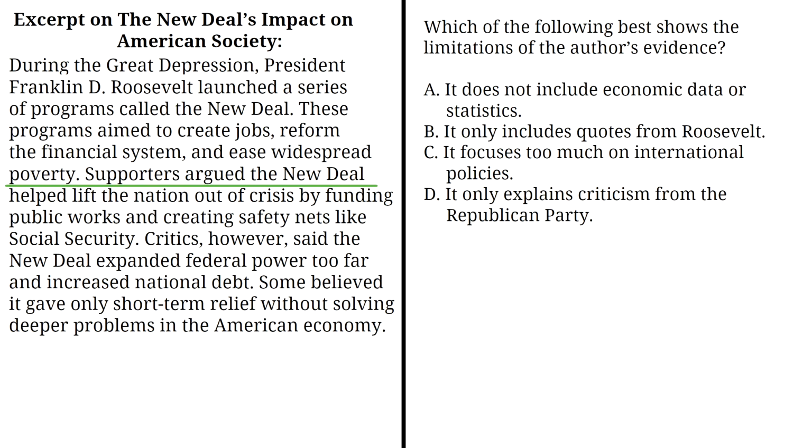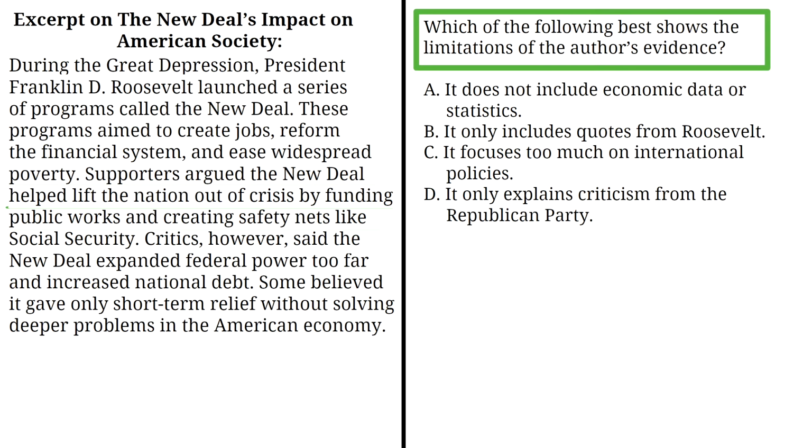Supporters argued the New Deal helped lift the nation out of crisis by funding public works and creating safety nets like Social Security. Critics, however, said the New Deal expanded federal power too far and increased national debt. Some believed it gave only short-term relief without solving deeper problems in the American economy. Which of the following best shows the limitations of the author's evidence?